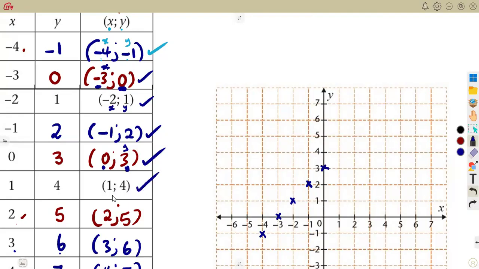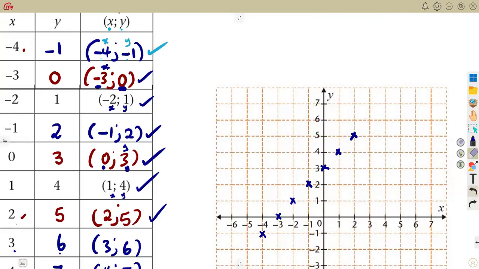1 versus 4. X is 1. Y is 4. So x is 1 here. Y is 4 here. Where are they going to meet? They're going to meet here. Where they meet, that's where we mark the point. So that is the condition, not this one, but the point there where they meet. 2 versus 5. X is 2. Y is 5. They're going to meet if you go up like this. They're going to meet somewhere there. Where they meet, you're going to mark a point there.